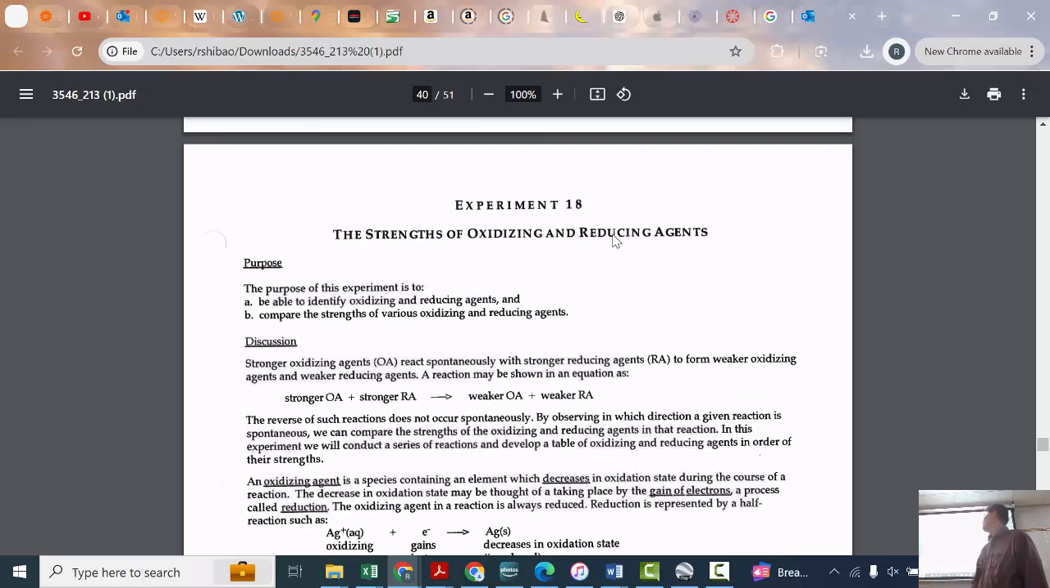We're going to do experiment 18 today. Those were metathesis reactions. These are redox reactions. Redox reactions have a totally different driving force. What's the driving force for redox reactions? More active to less active? What else? There's another way of phrasing that.